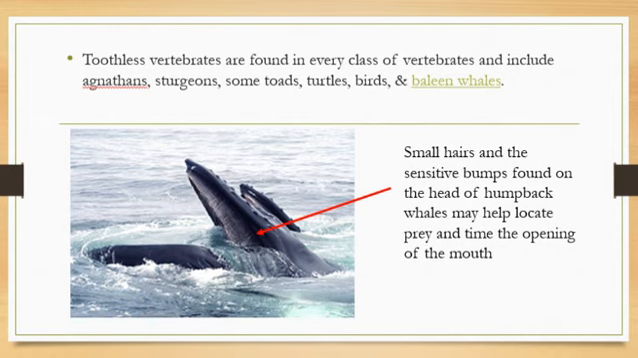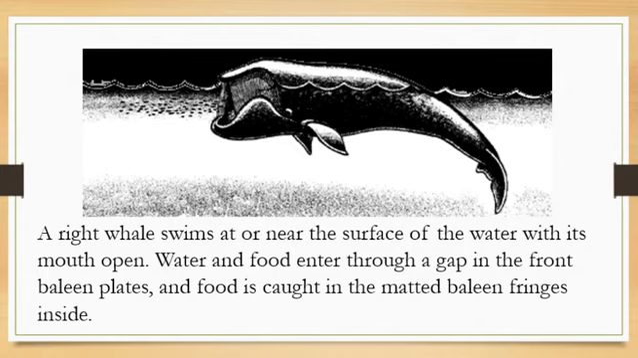Toothless vertebrates are found in every class of vertebrate, including agnathans, sturgeon, some toads, turtles, birds, and even baleens. So baleens have their plates for filtering. They can also do suspension feeding.